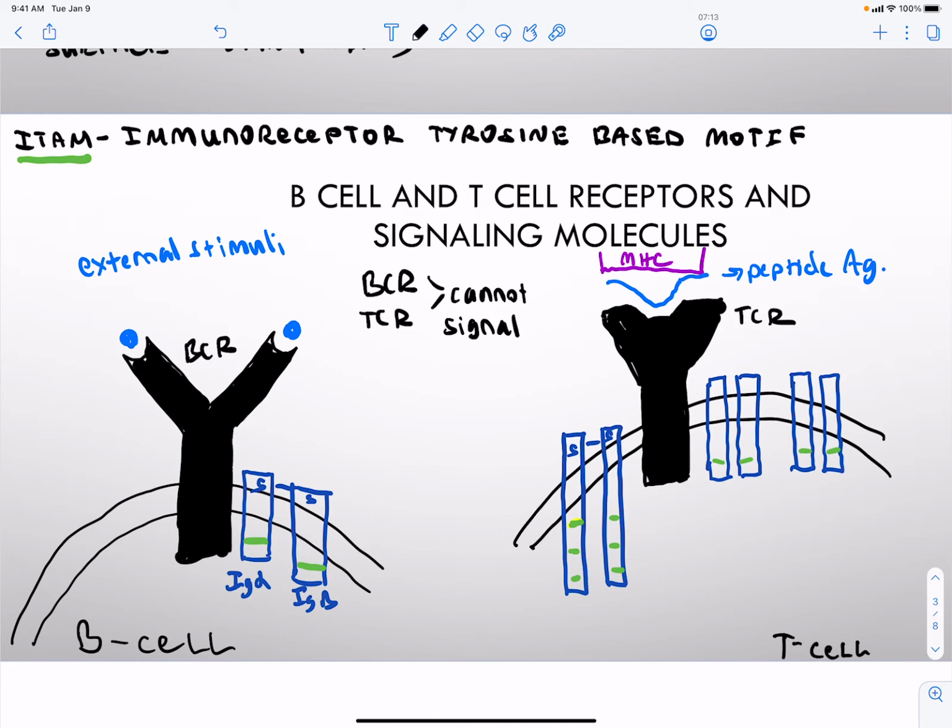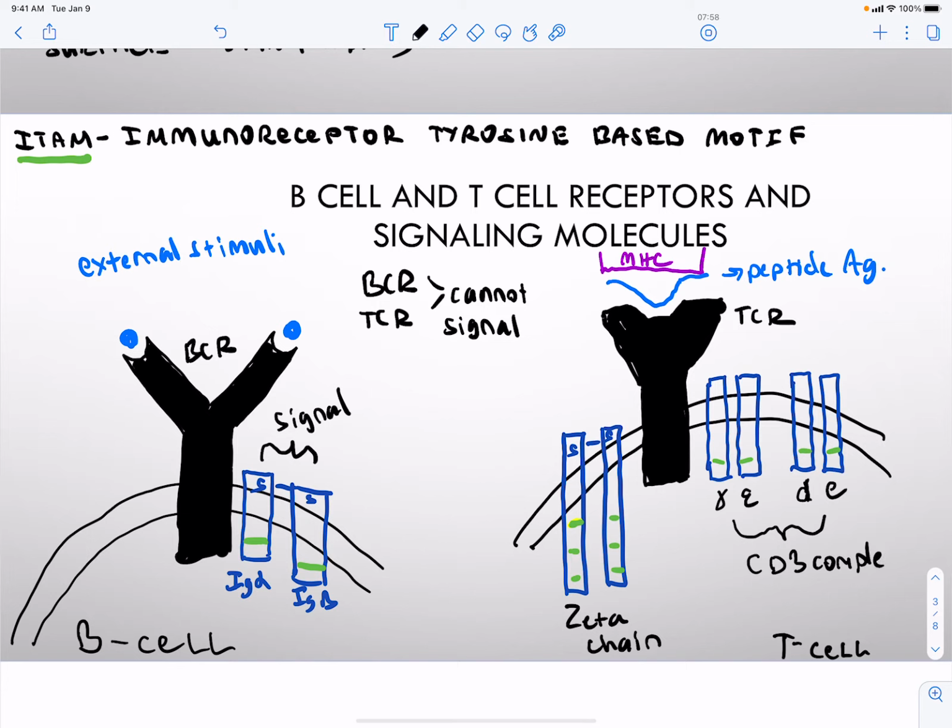So B cell receptor, T cell receptor are binders, and then we have our signaling molecules. On the side of our B cell, we have Ig alpha and Ig beta, and these are our signaling molecules for the B cell receptor. And on our T cell side, we have our zeta chains, and we're going to have a gamma epsilon chain, and a delta epsilon chain. And these are the CD3 complex. Zeta chains are also considered part of the CD3 complex.